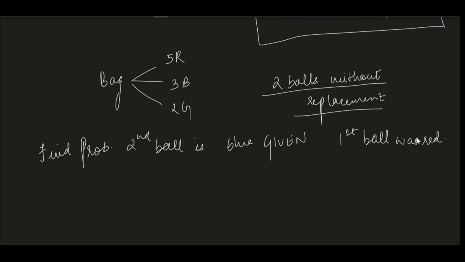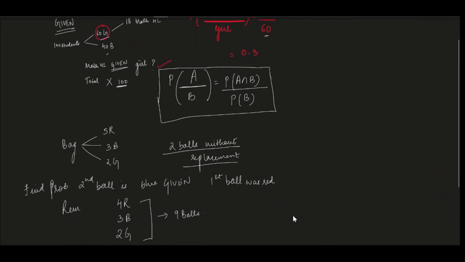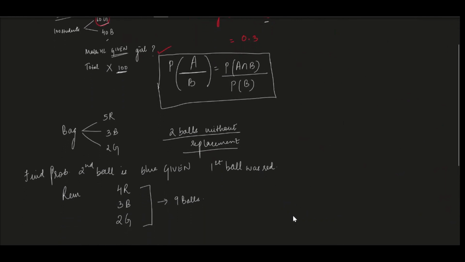Let's solve it step by step. If the first ball was red, we know that one ball is already removed, right? So what are the remaining balls that are left in the bag? The remaining balls are four red balls, three blue balls, and two green balls. So what is the total number of balls remaining? We have nine balls right now.